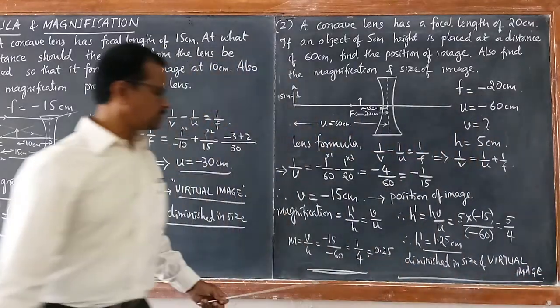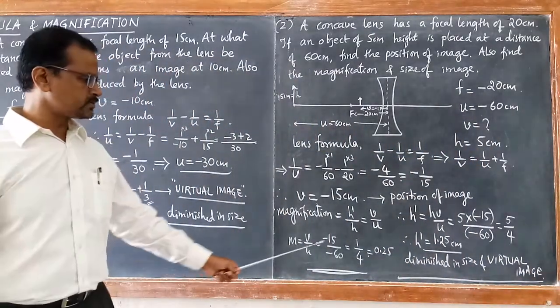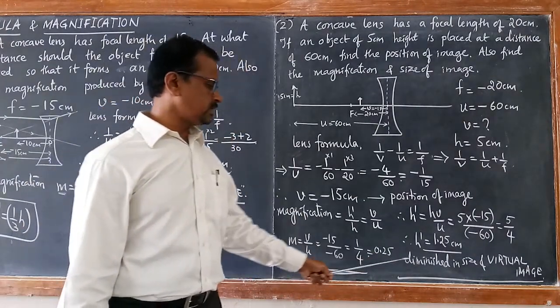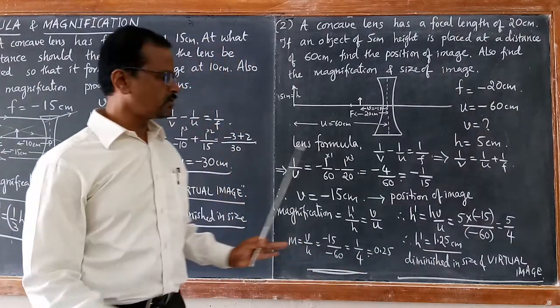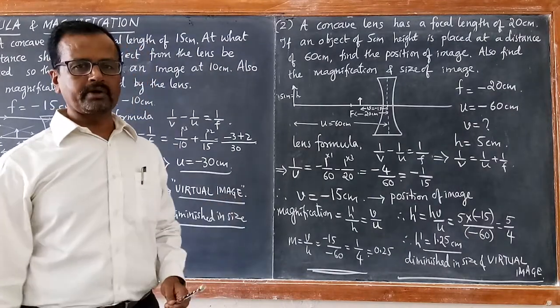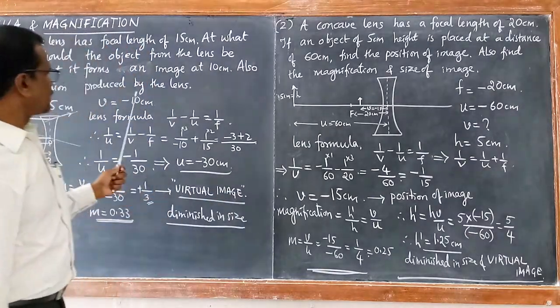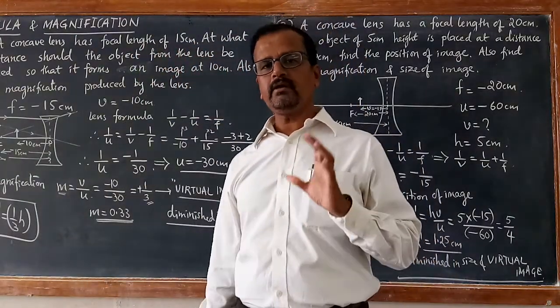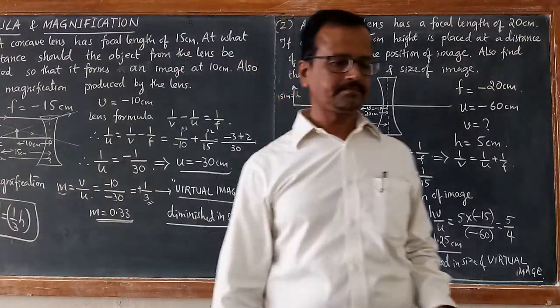This is how we conclude from the calculations. If m is positive, then it is a virtual image. If it is a fraction, then it is diminished. So this is how we calculate for concave lenses. I think you are correct in this. So now we will go for calculation for a convex lens.